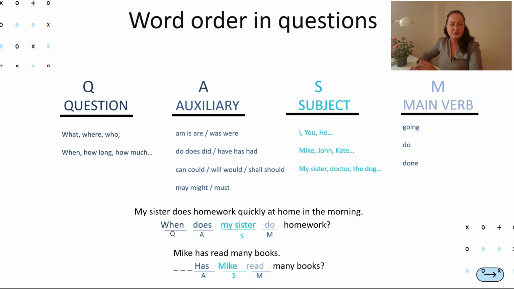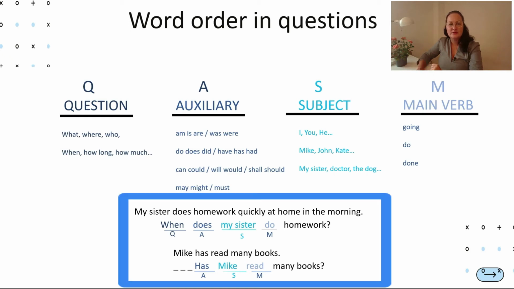of this pattern in each of your questions, because sometimes your question may not start with any question word like what, where, or who, right? Let's look at the examples and we will see.